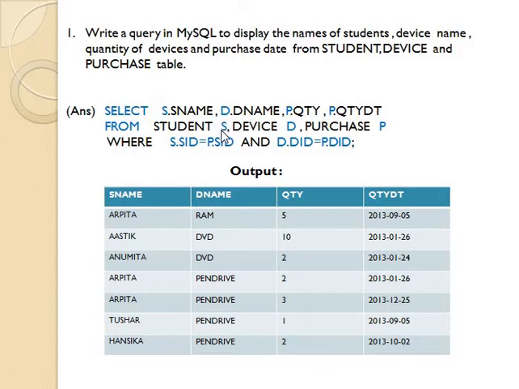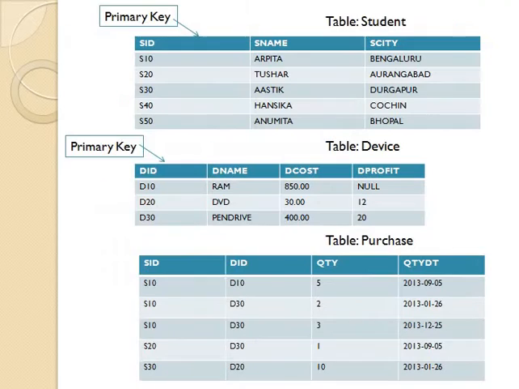Now here S is the alias name for the table student, D is the alias name for the table device, and P is the alias name for the table purchase. So in this figure, the alias name of the table student is S, the alias name for the table device is D, and the alias name for the table purchase is P.